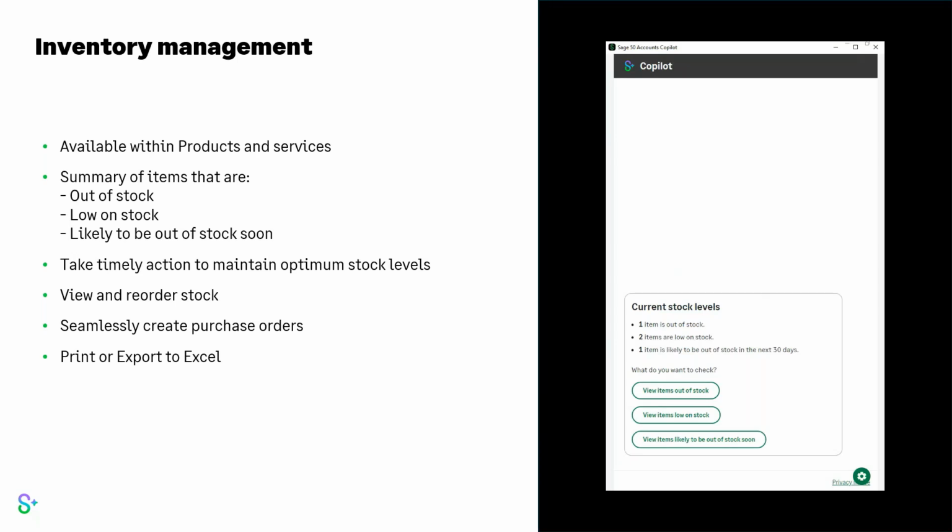Now you'll be able to view and reorder stock. And if you're using the professional edition, you will have the option to seamlessly create a purchase order from that list as well. If you're on standard or professional, you'll also have the option just to print or export that list.